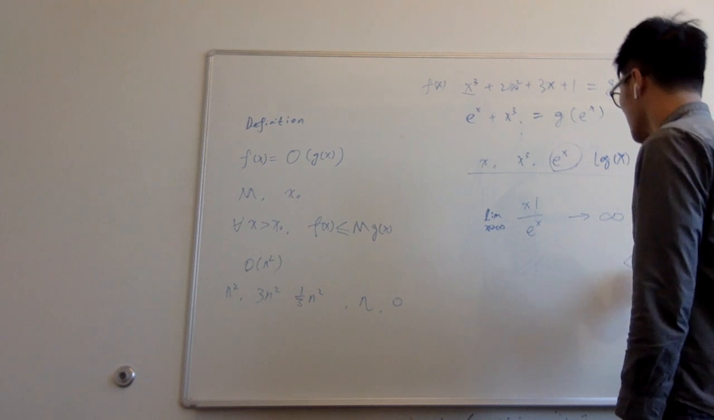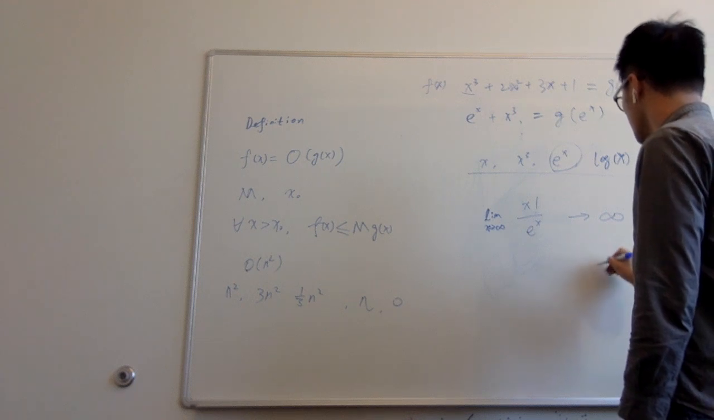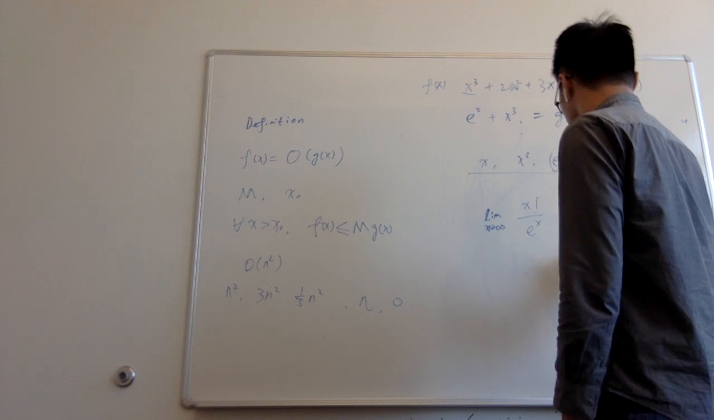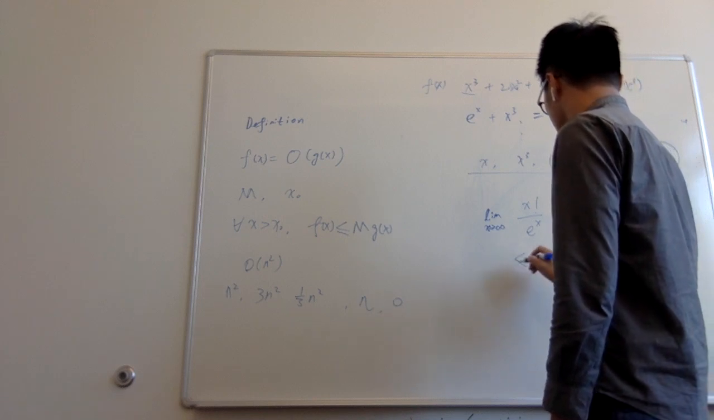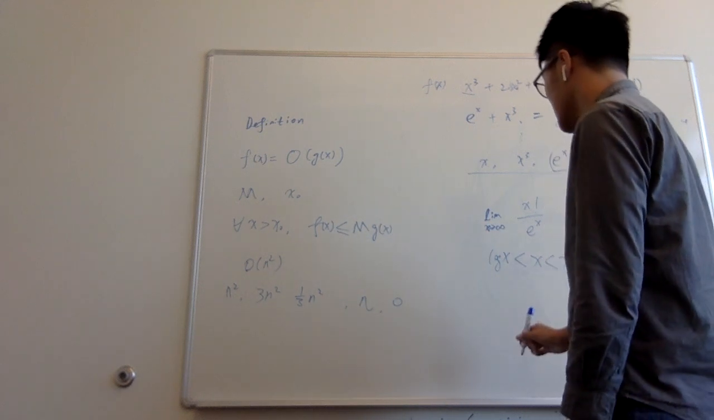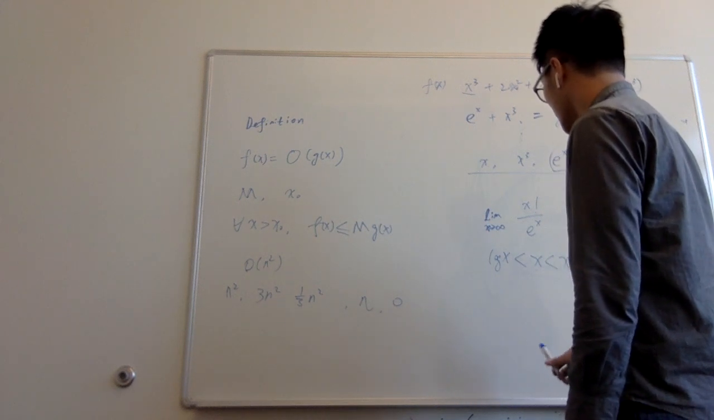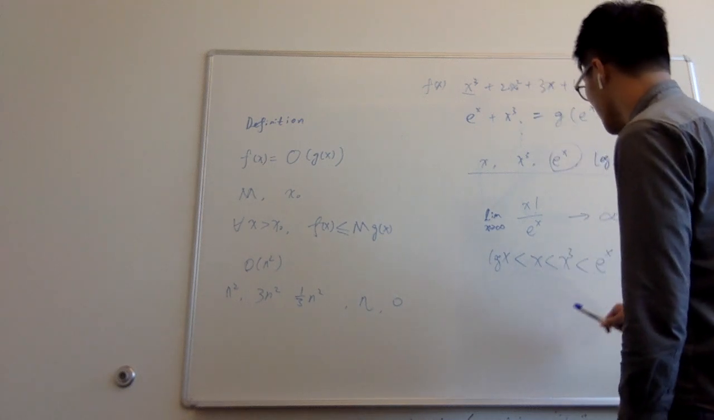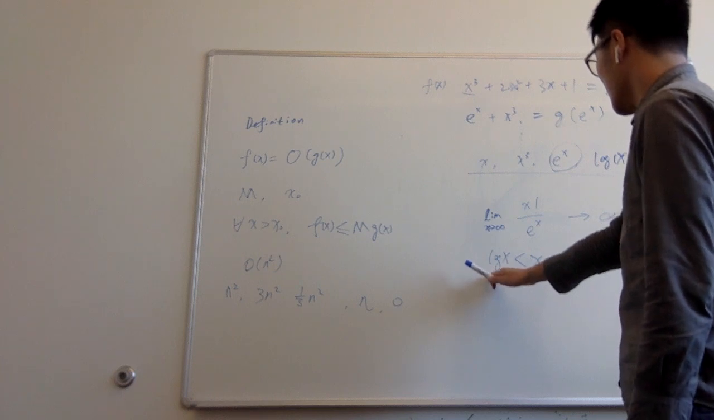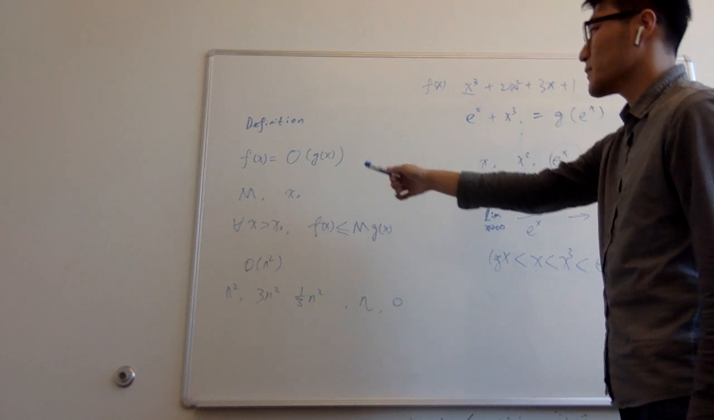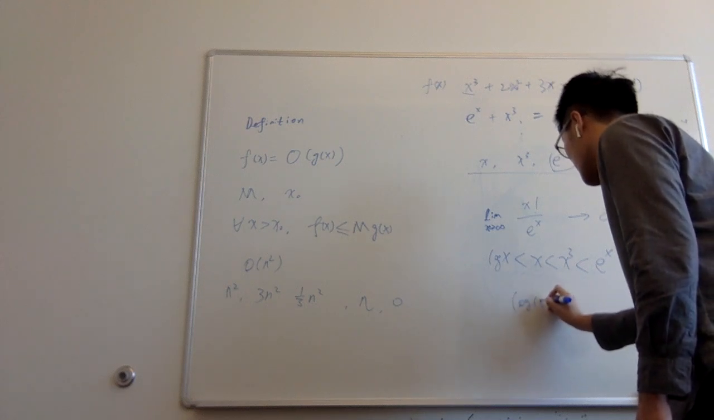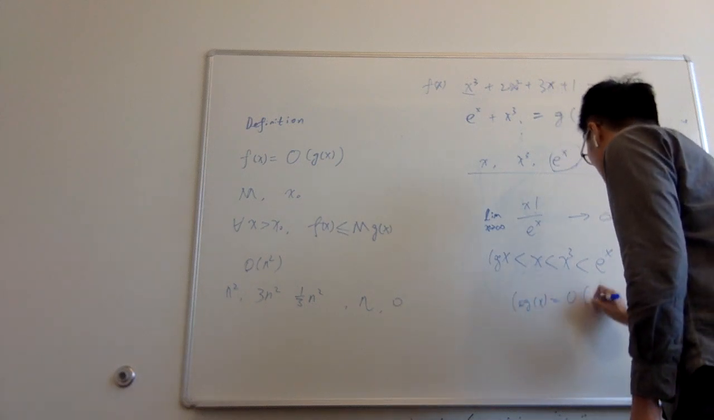So I'm ranking it in terms of the growth rate. And in this case, we can pick any function on the left, and we can say it's big O of a function on the right. So for example, log of x equals O of x.